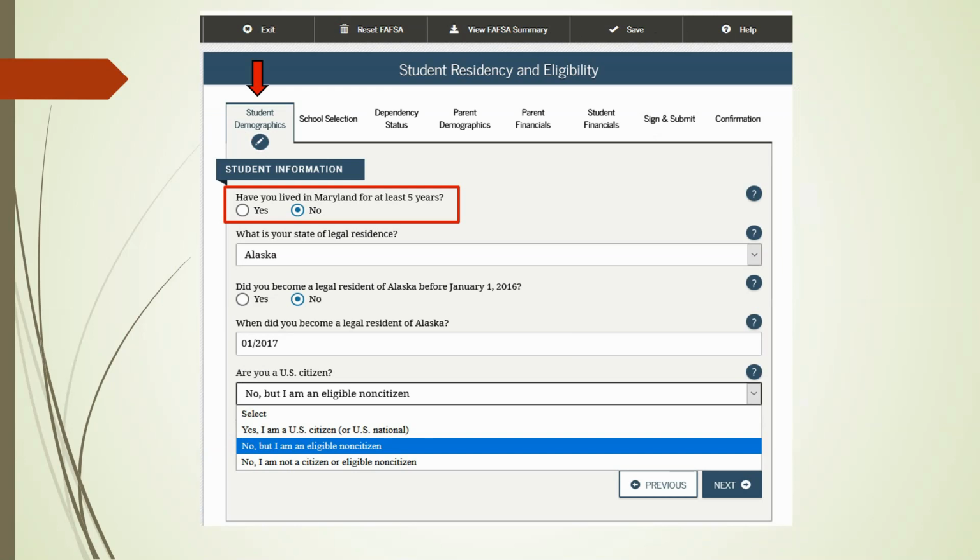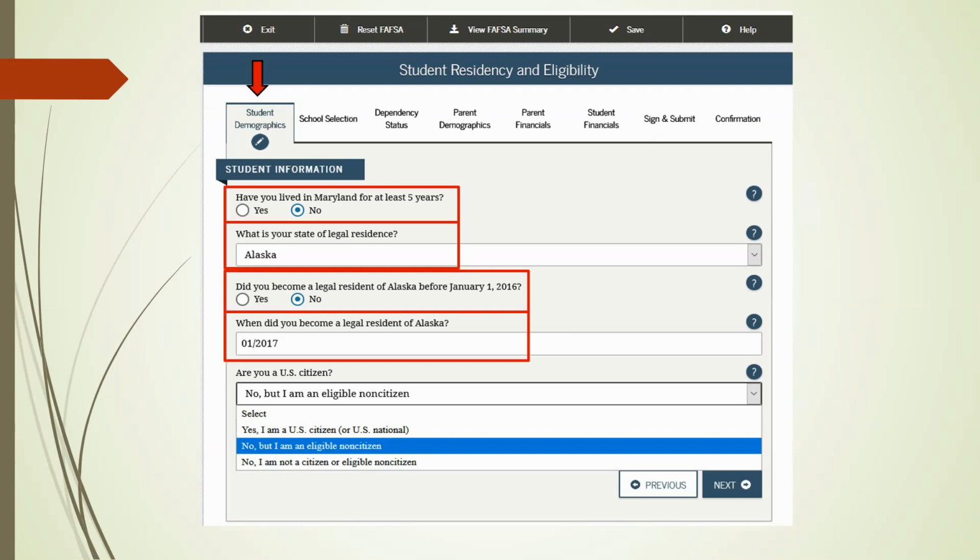Then they're going to ask you if you've lived in your state of residence for more than 5 years. If not, they're going to ask what your state of legal residence is, and if you've lived there for more than 5 years. If not, when you became a legal resident of that state. And this is because they're checking eligibility for potential state grants, scholarships, loans, or work-study programs that are available through the state where you and your parents live.